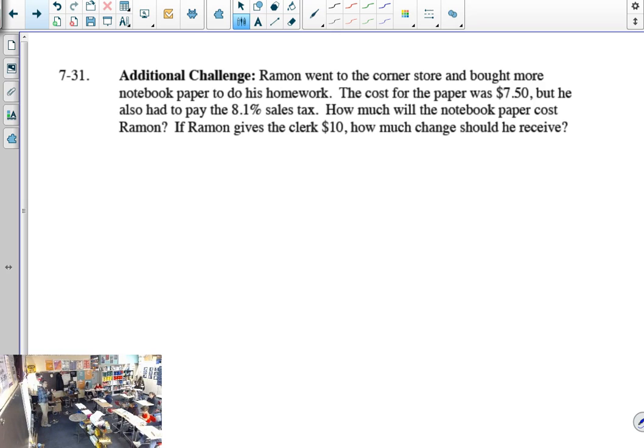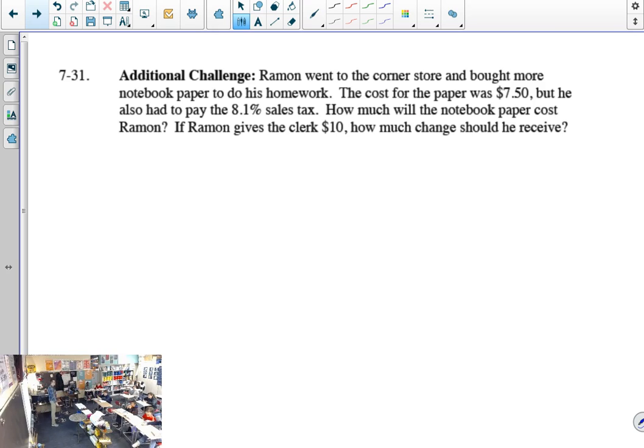Try this. Ramon went to the corner store. The cost of some paper that Ramon goes to buy is $7.50. Really fancy. Super reinforced. This paper does your homework for you. If he had to pay 8.1% tax, which is fairly common, you're normally going to find 7 or 8% tax, is that going to increase his price or decrease his price? Increase, right? Tax makes you pay more because Uncle Sam wants his cut. So, the government.